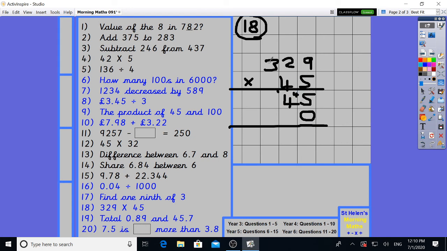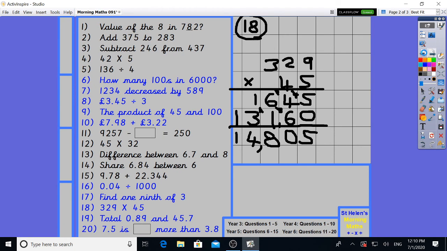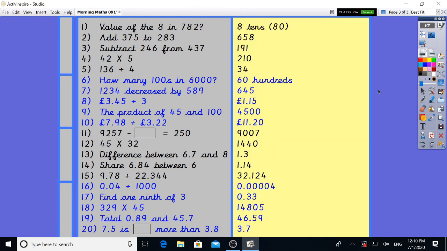14, 16, 36, 11, 13, cross out the little ones, 5, 8, 4, 1. 14,805. What's that? Question 18. 14,805. Yeah, I got that right.